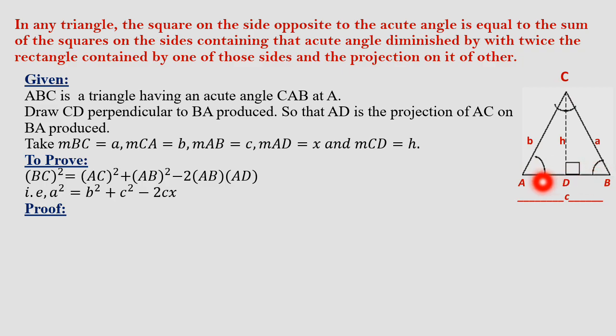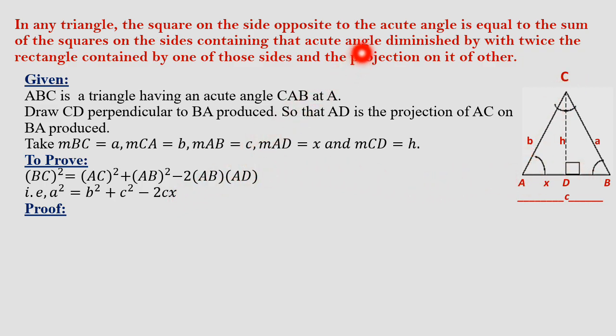on BA produced. Now students, name the sides of the triangle. Here AD as X, AB as C, BC as A, AC as B, and CD as H. Students, what do we have to prove? We have to prove that the square of the side which is opposite to the acute angle, which is BC, is equal to the sum of the squares of the sides that contain the acute angle, which are AC square and AB square.